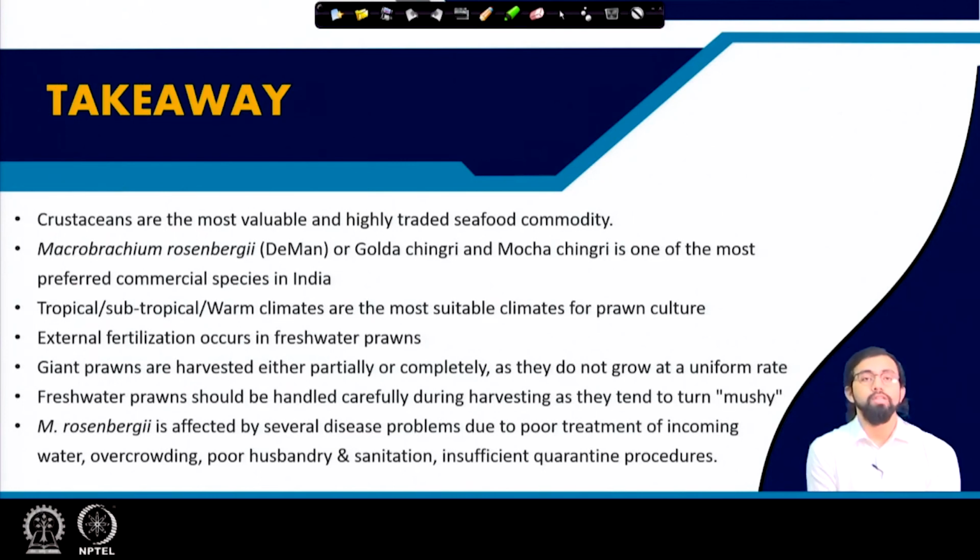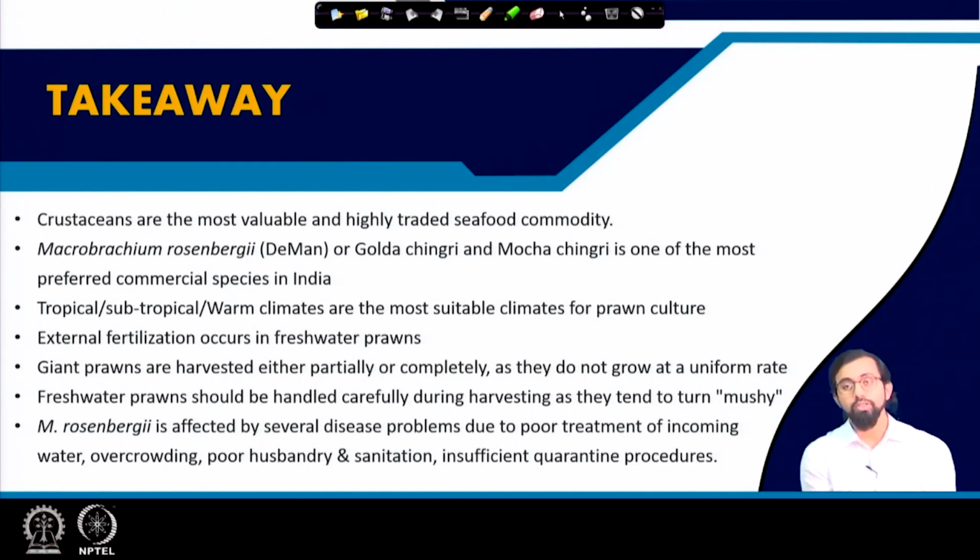What are the takeaways? Crustaceans are the most valuable and highly traded seafood commodity. The Golda chingri or the Mocha chingri, which are more famous in India with these names than the scampi, is the most preferred commercial species in India. Tropical, subtropical and warm climates are the most suitable for prawn culture, if you want to do it in the temperate region or more on the polar side.